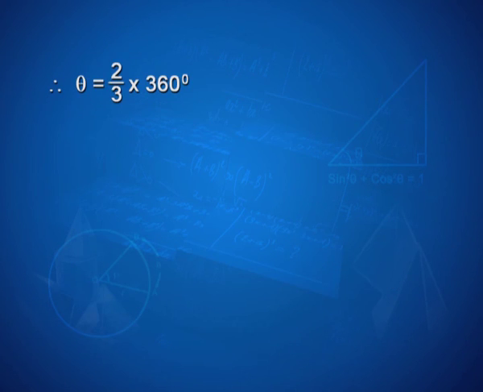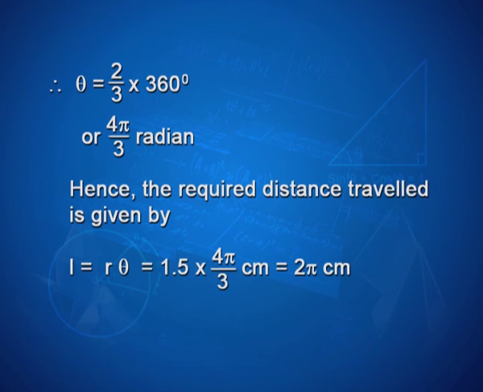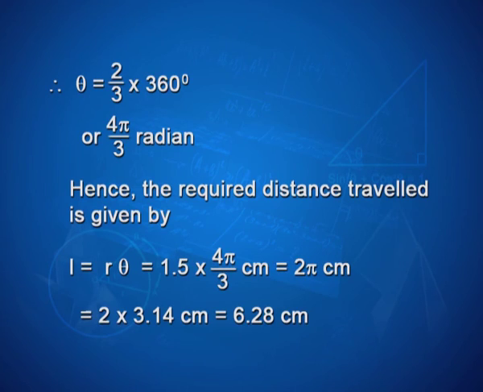Thus, theta is equal to 2 upon 3 into 360 degrees or 4 pi upon 3 radian. Hence, the required distance travelled is given by L is equal to r theta, an important relation, is equal to 1.5 into 4 pi upon 3 centimeters, which on simplification gives us 2 pi centimeters. We are using the value of pi as 3.14 as it is given in the question, and we can write it as 2 into 3.14 centimeters, that is equal to 6.28 centimeters.